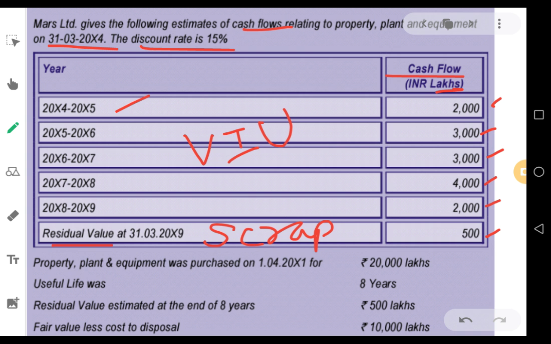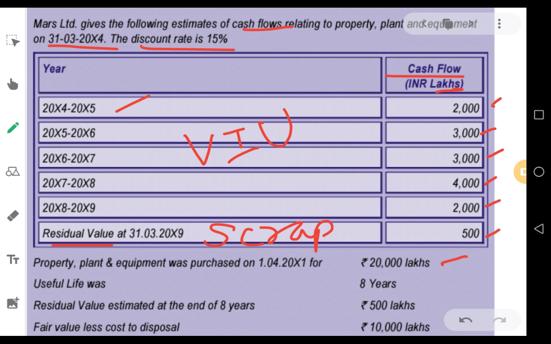Then property, plant and equipment was purchased on 1/4/2011. Therefore follow that. Property, plant and equipment was purchased on 1/4/2011 for 20,000 lakhs. This is the purchase price of the asset. How do we use the purchase price here? We use purchase price when calculating carrying amount of the asset.